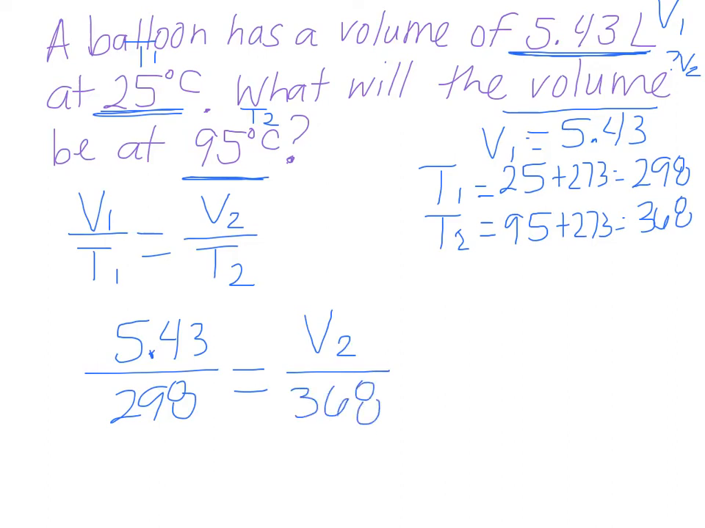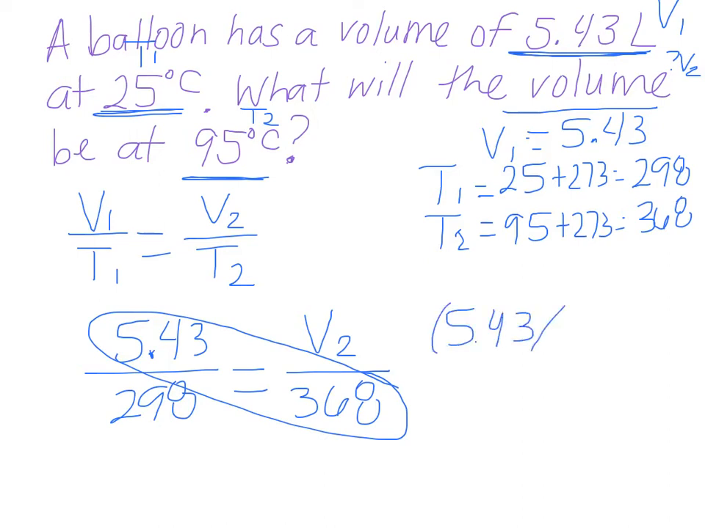So these look a little more complicated to solve than Boyle's law, but it's pretty easy. Your unknown is what you're trying to find, so how you can do that is you can cross multiply and then divide. So what you would type into your calculator is 5.43 times 368, and then divided by 298. So cross multiply and divide, hopefully that's something that you've seen in math class.